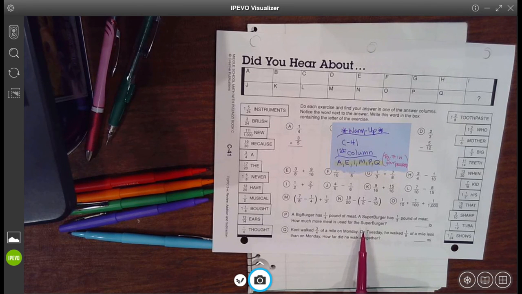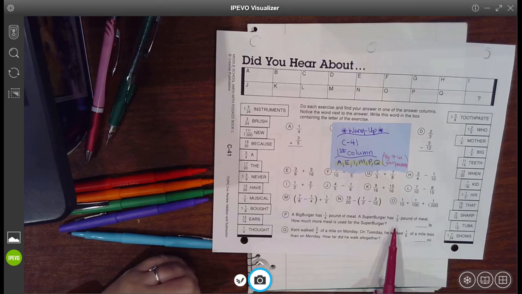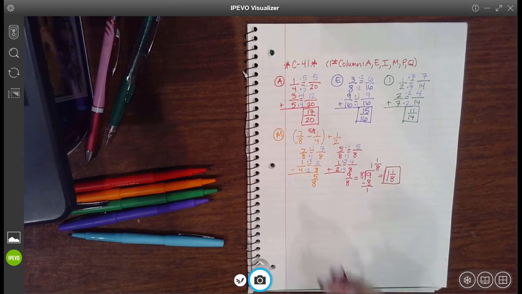So the super burger is more. And when it says how much more, that's your hint that you're going to subtract. You're going to find the difference between them. So it's the bigger thing minus a smaller thing. It says how much more does Super Burger have? So I know that Super Burger has the larger amount. And Super Burger has 1/3. So I'm going to do 1/3 minus 1/4.